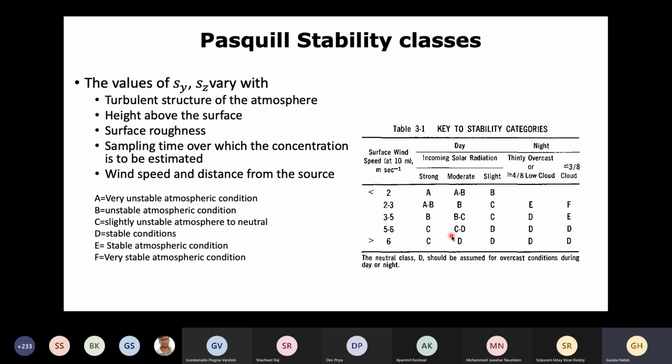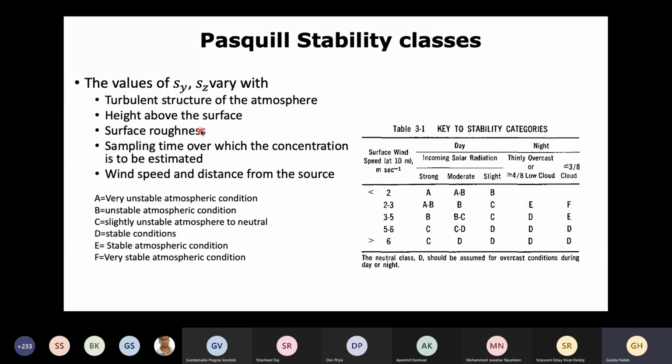During daytime, due to solar radiation or insolation, there is a possibility of higher turbulence in the atmosphere, therefore unstable conditions prevail. However, during the night time, as the temperature goes down and wind speed becomes calm, there is not much turbulence in the atmosphere, so the stability class will most of the time be a stable condition, or sometimes even an inversion condition may prevail.